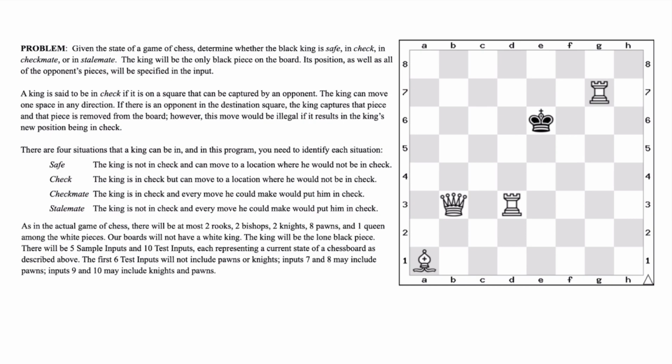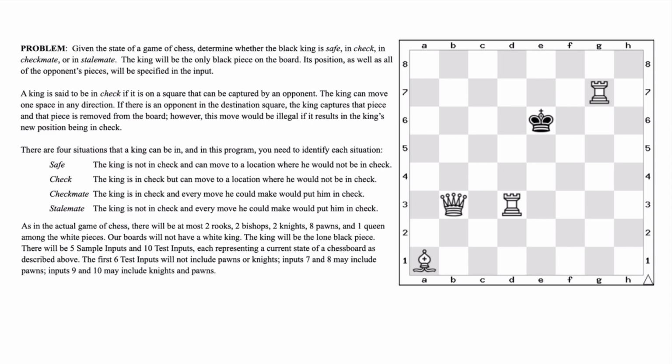King is said to be in check if it is on a square that can be captured by an opponent. The king can move one space in any direction. If there's an opponent in that destination square, the king captures the piece and that piece is removed from the board. However, this move would be illegal if it results in the king's new position being in check. There are 4 situations that a king can be in, and in this program you need to identify each situation.